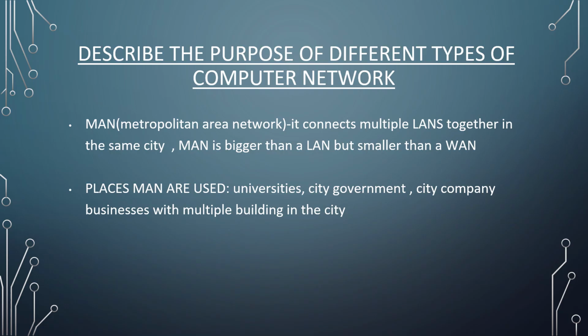Continuation of the types of computer networks. MAN, also known as the Metropolitan Area Network. It connects multiple LANs together in the same city. MAN is bigger than the LAN but smaller than the WAN. Places where MAN is used are universities, city government, city companies, and businesses with multiple buildings in the city.